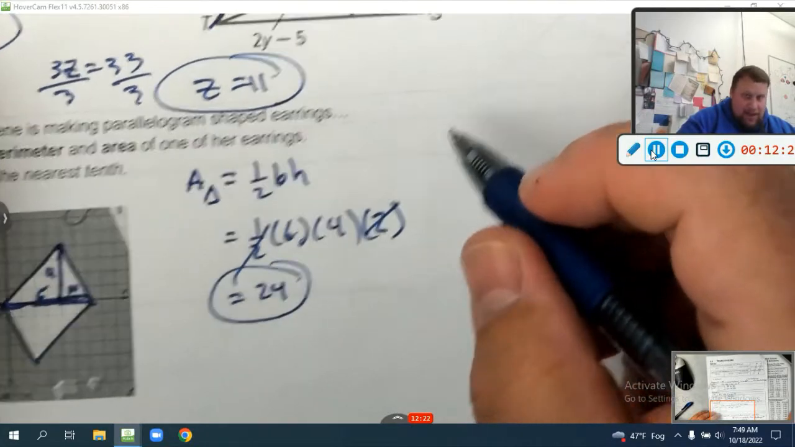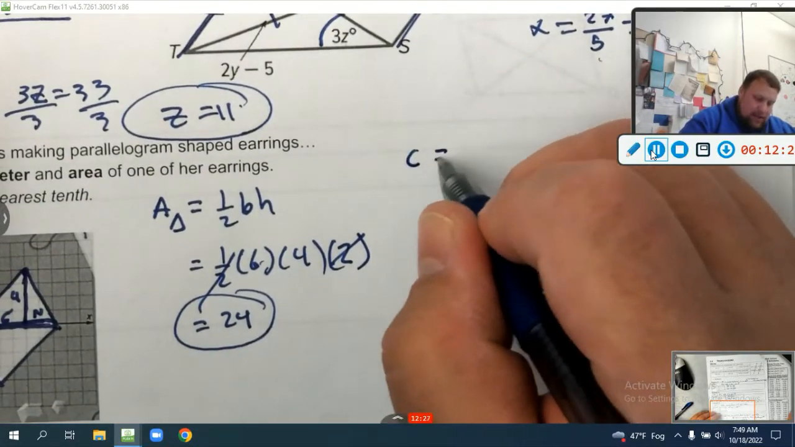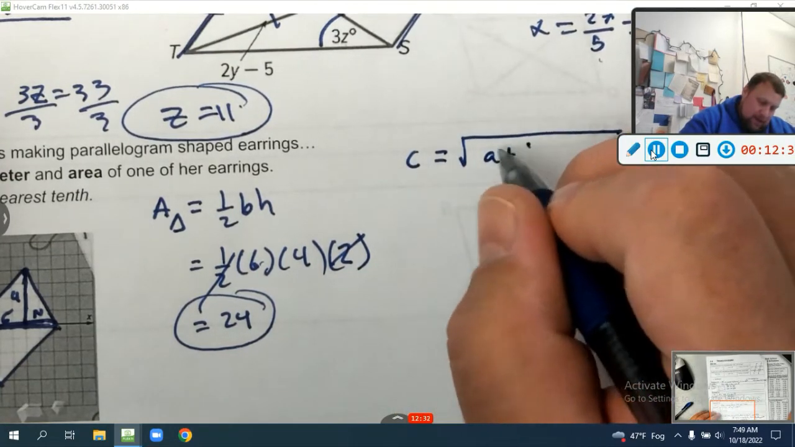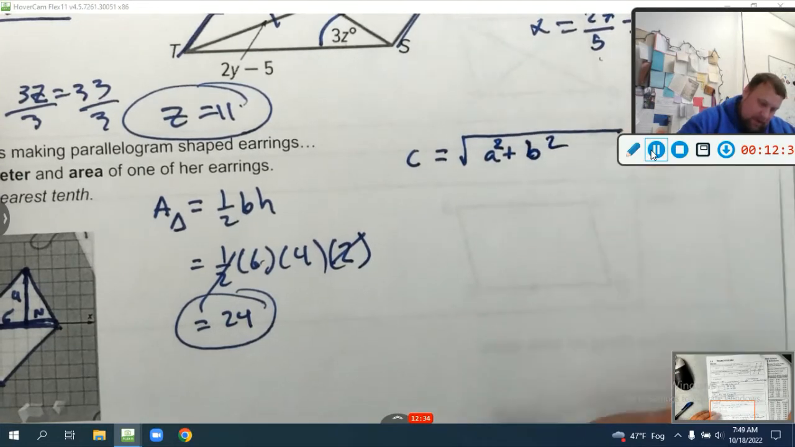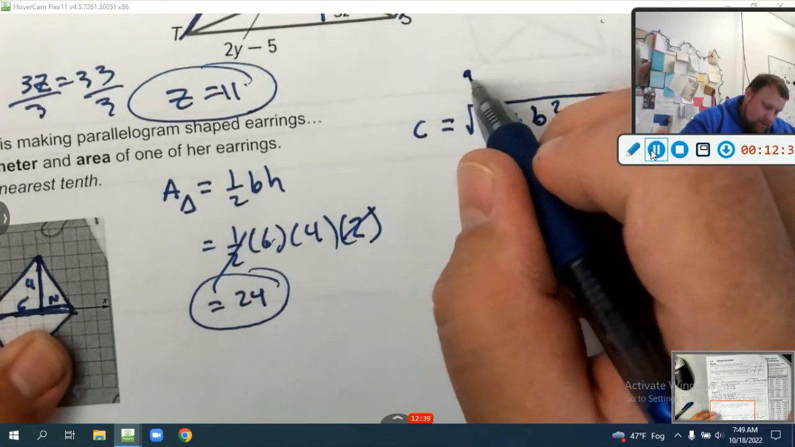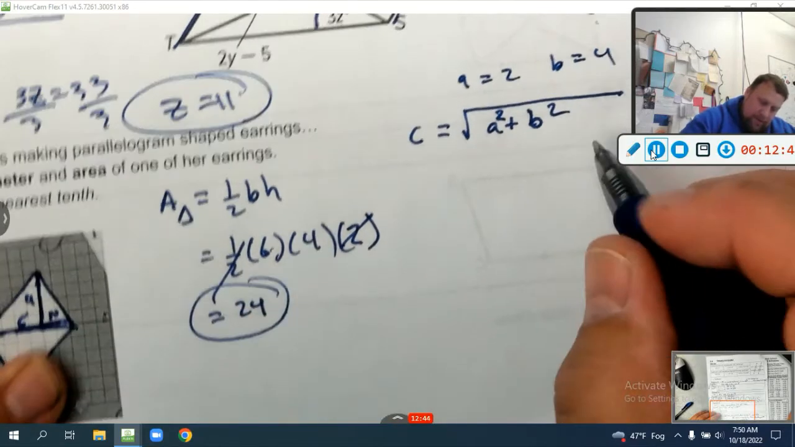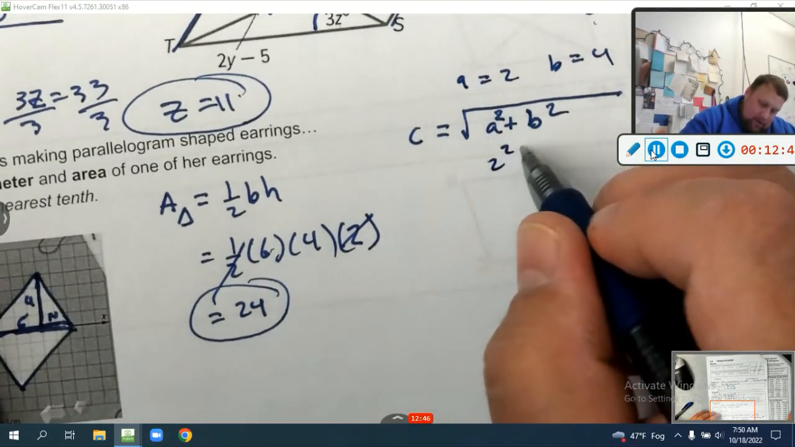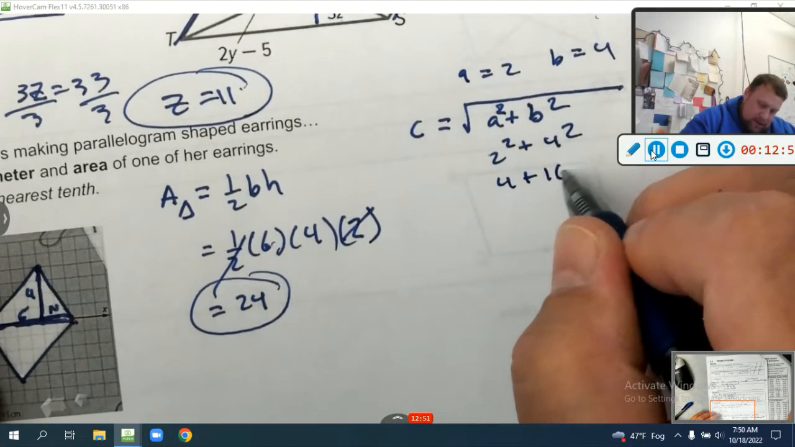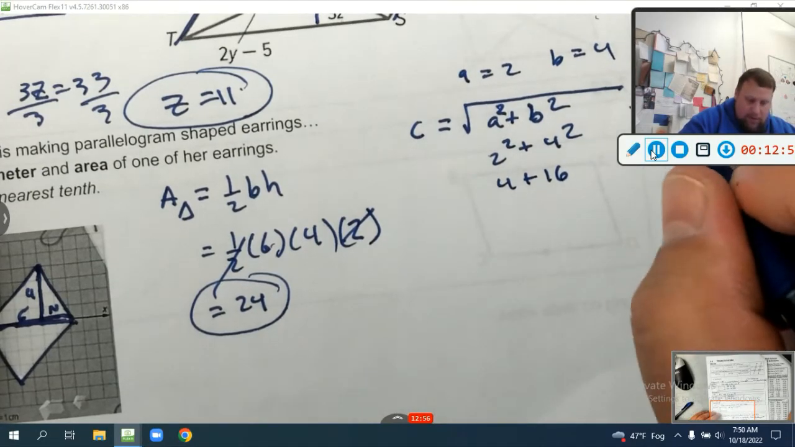But what I do know is, remember that whole a squared plus b squared equals c squared? So I know that my c is equal to the square root of a squared plus b squared. And since, let's call my a 2 and my b 4, right? Then I'm going to have 2 squared plus 4 squared, which is just 4 plus 16. And that is going to be the square root of 20. So this equals the square root of 20, which is said to round to the nearest tenth.